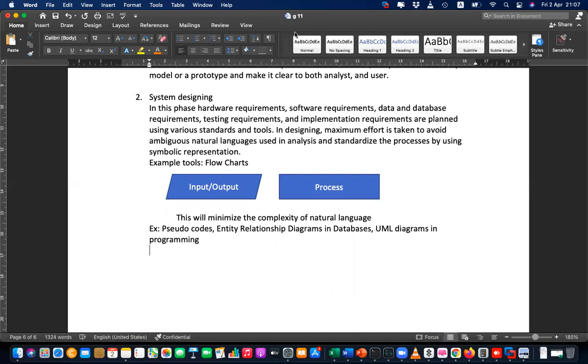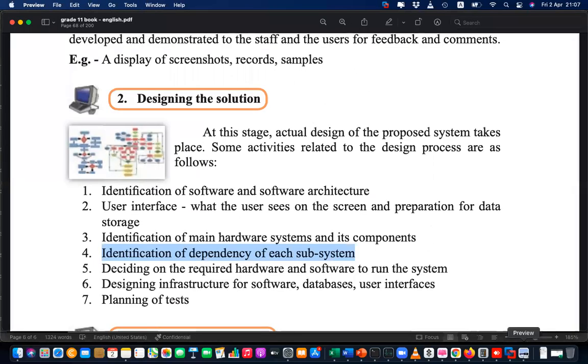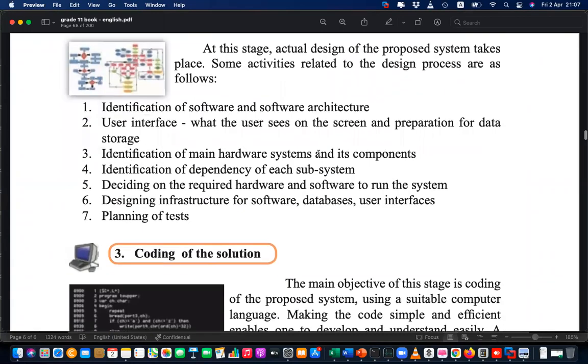They try to draw diagrams. That's why the picture here is given. They try to represent things diagrammatically rather than writing a big note in natural language, as a flowchart, as an ER diagram, as a UML diagram. So that is system design.